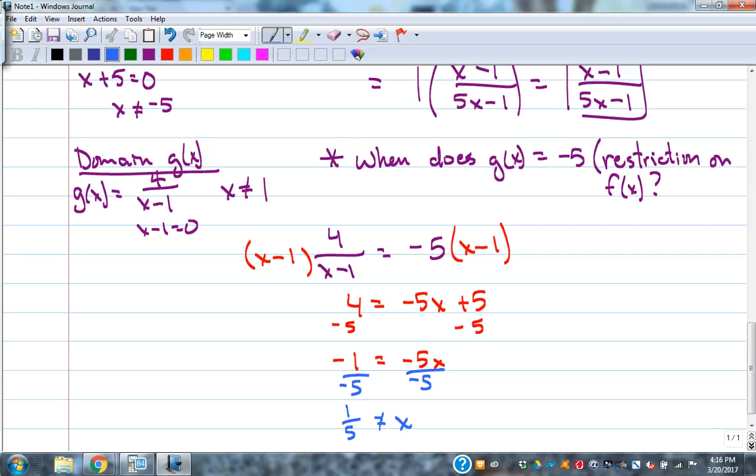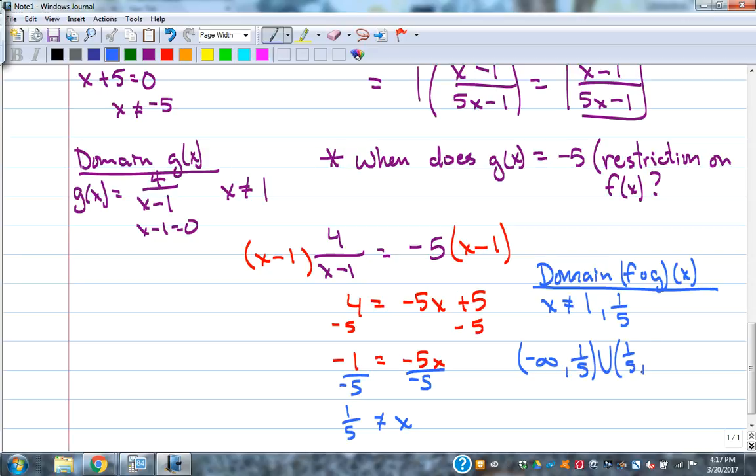Okay, so when we go to build the domain for f composed of g of x, we need the restriction on the composite function and the restriction on g, because g of x was the original. We got our x's from there. So the domain of that would be x cannot be 1 or 1/5. So let's write that in interval notation. It'd be negative infinity to 1/5, from 1/5 to 1, from 1 to infinity.